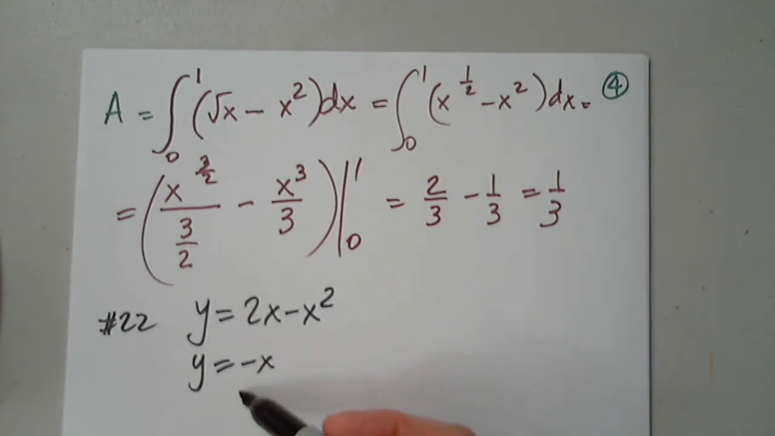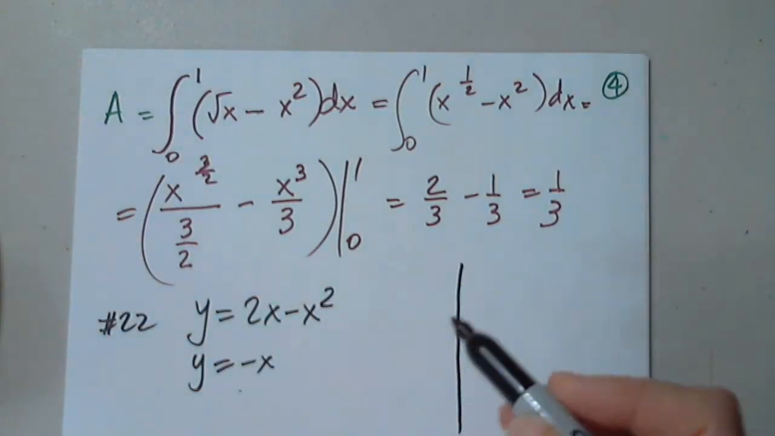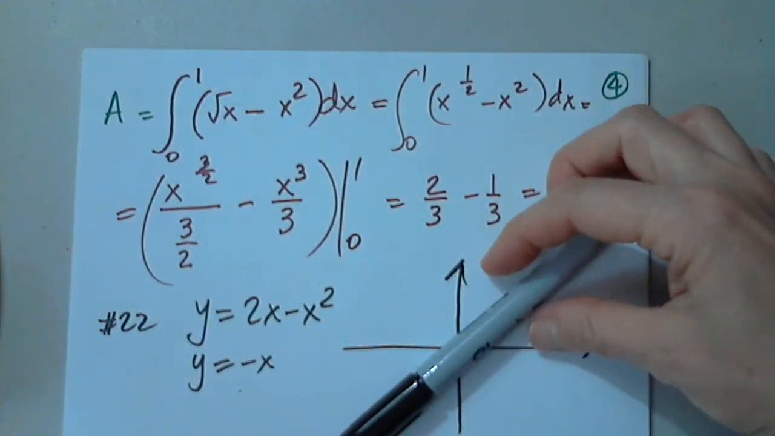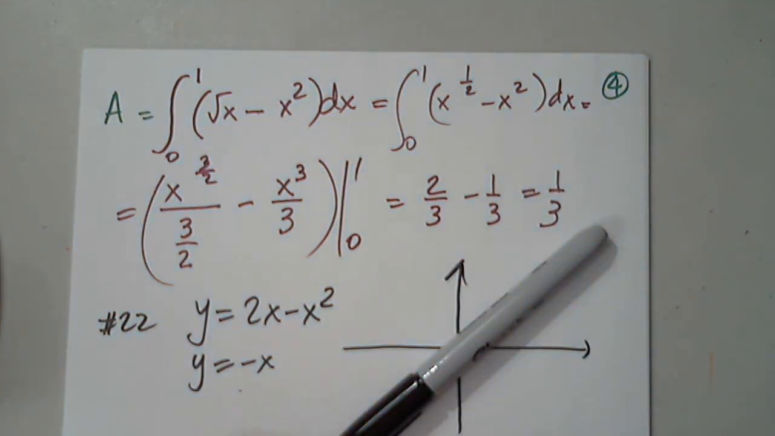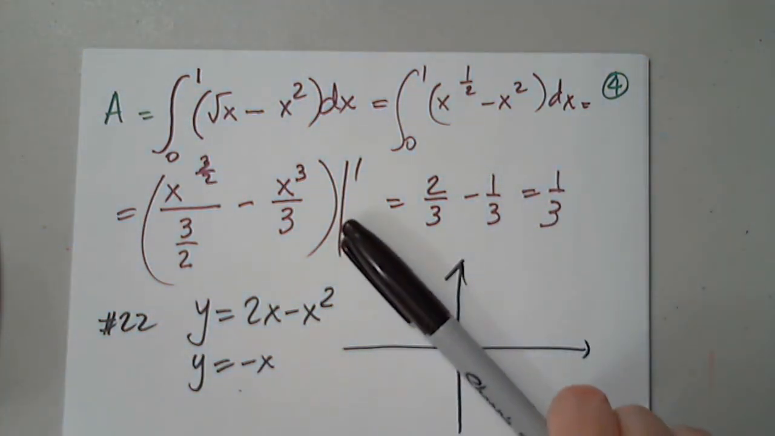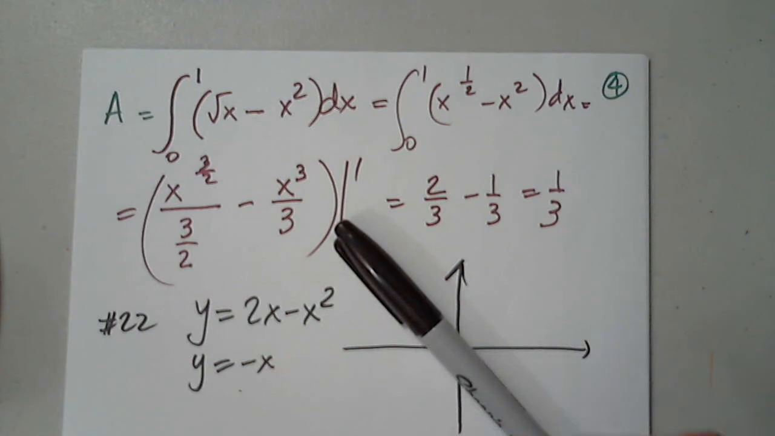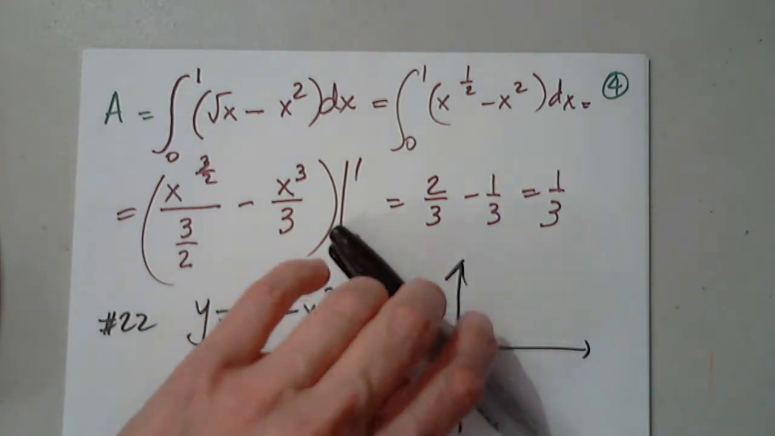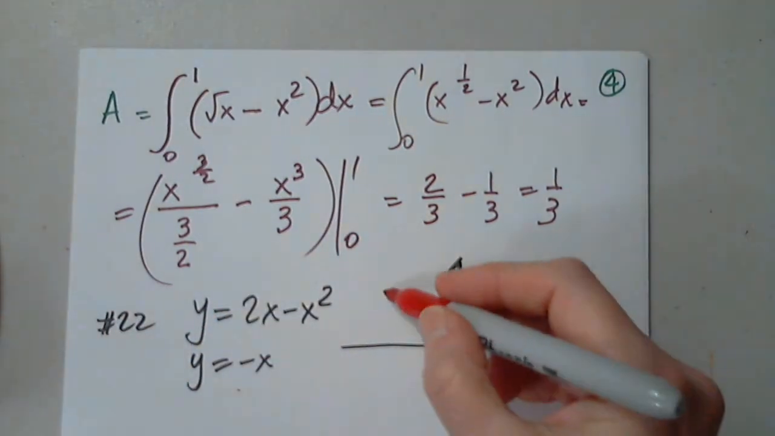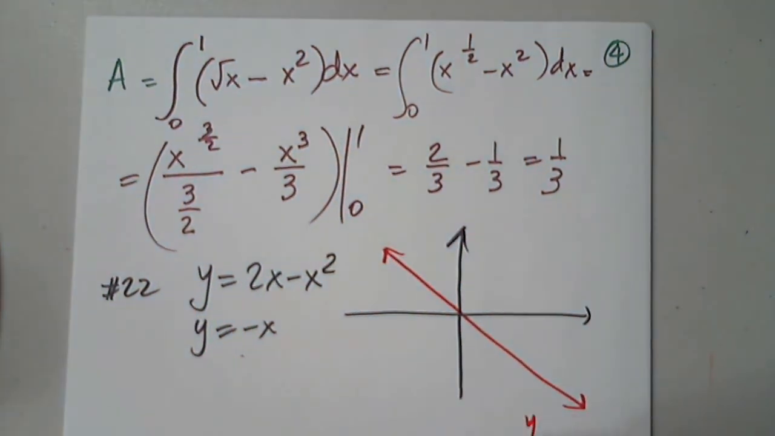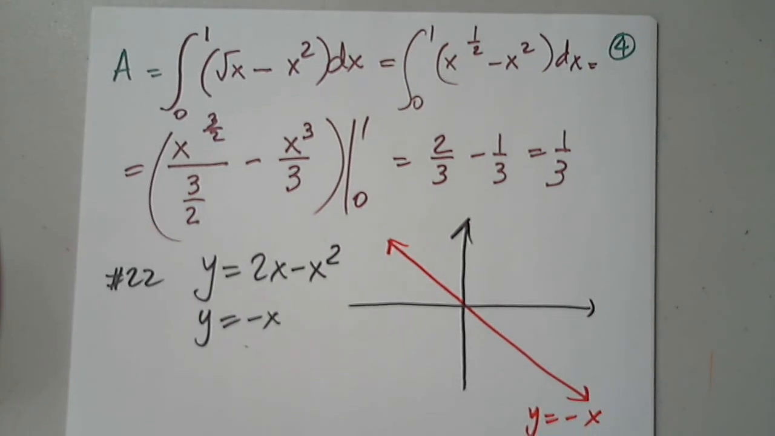I know how this looks. Y equals x is this line. Y equals negative x will be this line. So y equals x bisects these two quadrants, and y equals negative x bisects these two quadrants. So I'm just going to graph it right away. This is y equals negative x.